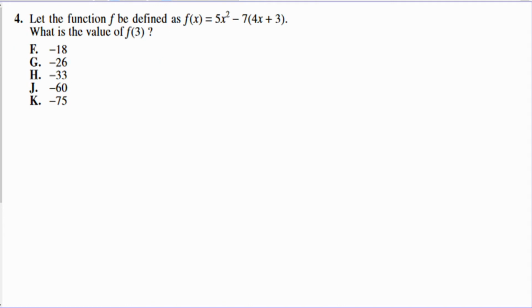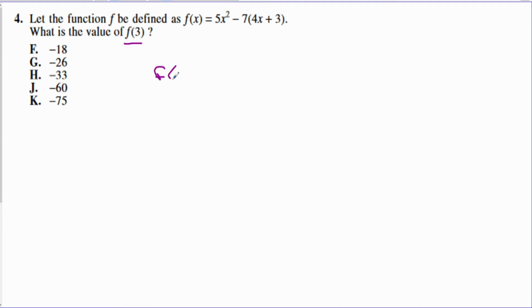Problem number 4, let the function f be defined as f of x equals 5x squared minus 7 times the quantity 4x plus 3. What is the value of f of 3, right? This notation here is called function notation. And what it means is anywhere that x exists in f of x, we're going to replace it with a 3. So here's what this will look like.